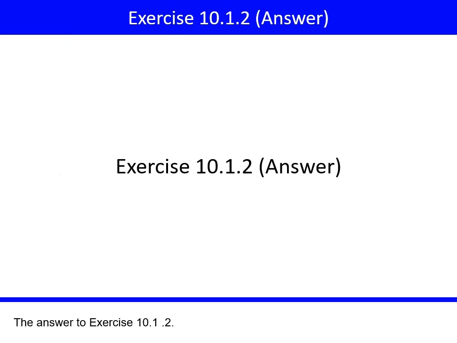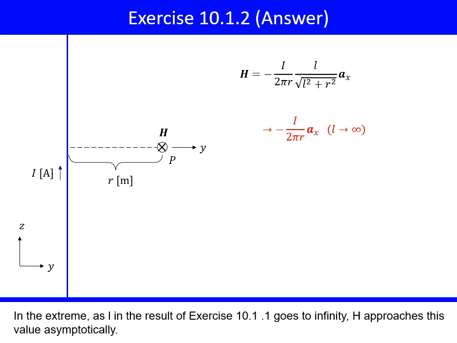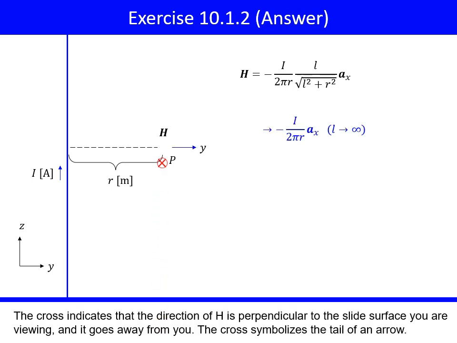The answer to exercise 10.1.2. In the extreme, as L in the result of exercise 10.1.1 goes to infinity, H approaches this value asymptotically. The cross indicates that the direction of H is perpendicular to the slide surface you are viewing, and it goes away from you. The cross symbolizes the tail of an arrow.